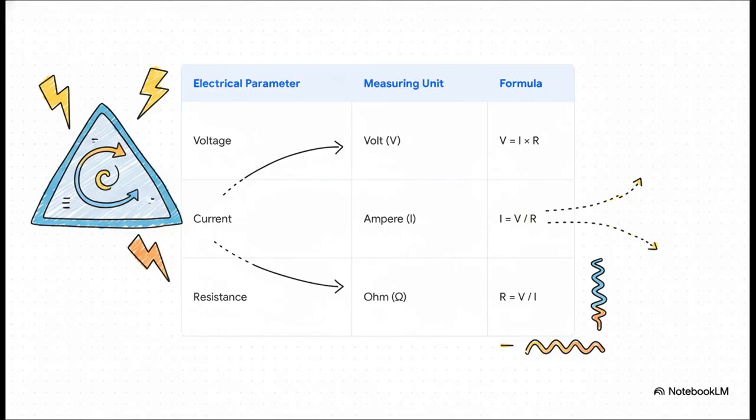So here's the really cool part. Voltage, current, and resistance, they aren't just three separate ideas. They're locked together in this perfect little mathematical dance. This table shows it all. If you know any two of them, you can always figure out the third. This simple, totally predictable relationship is what makes electrical engineering even possible.